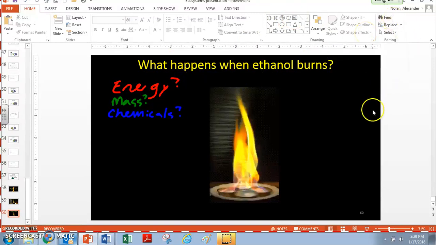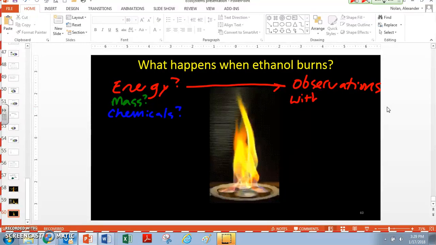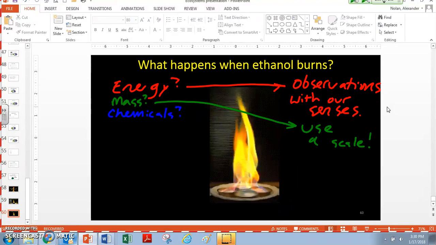So to do this, we're going to think about what kinds of tools we have. In terms of energy, we can make some very simple observations with our senses. So we'll get to that in a second. As far as mass changes, we can use a scale to figure out how the mass changes over time, given certain situations.